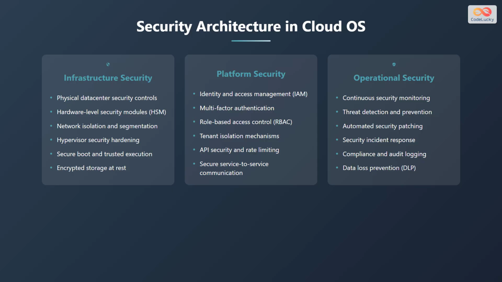Second, platform security includes identity and access management, multi-factor authentication, role-based access control, tenant isolation mechanisms, API security and rate limiting, and secure service-to-service communication. Third, operational security includes continuous security monitoring, threat detection and prevention, automated security patching, security incident response, compliance and audit logging, and data loss prevention.